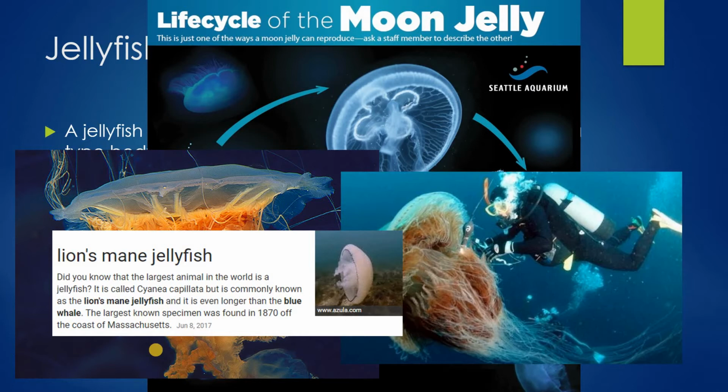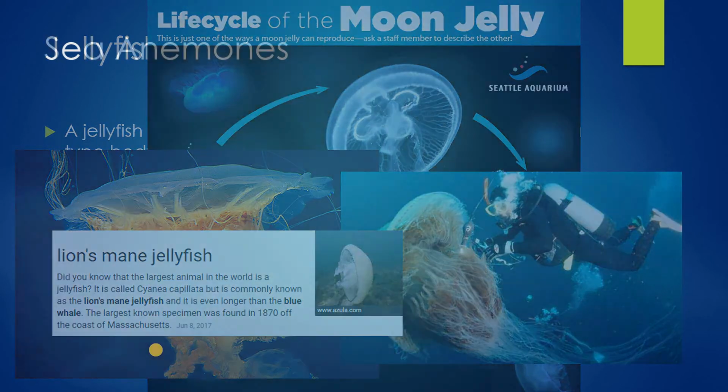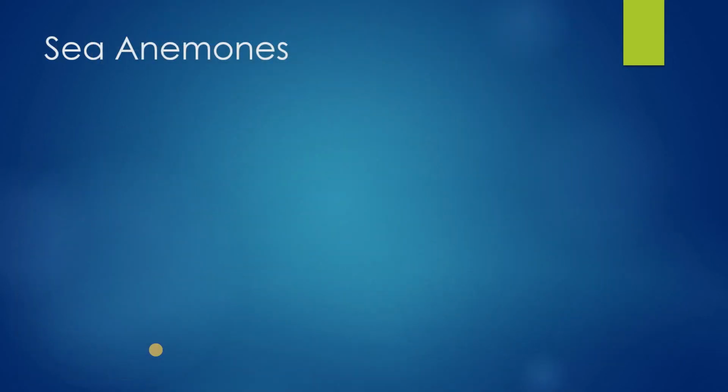Now that's where I'm just like, what? Because, you know, blue whales, they're huge. The largest known specimen was found in 1870 off the coast. So, of course, the largest known jellyfish is longer than that. So from our understanding, this is actually the largest animal in the world. Not on average, but apparently they can be longer than a blue whale. I'd like to see that personally. Wow. So let's go to sea anemones.